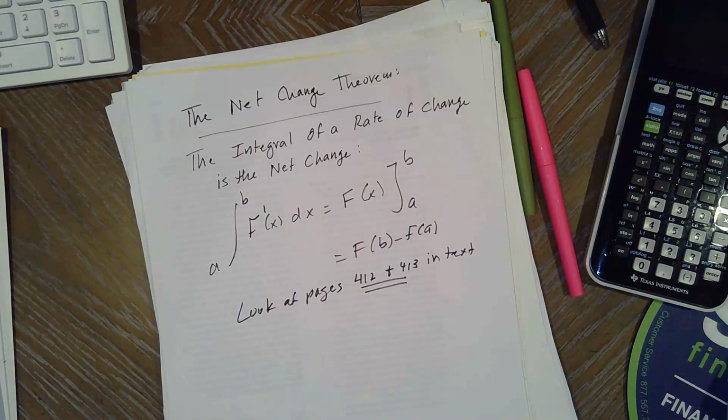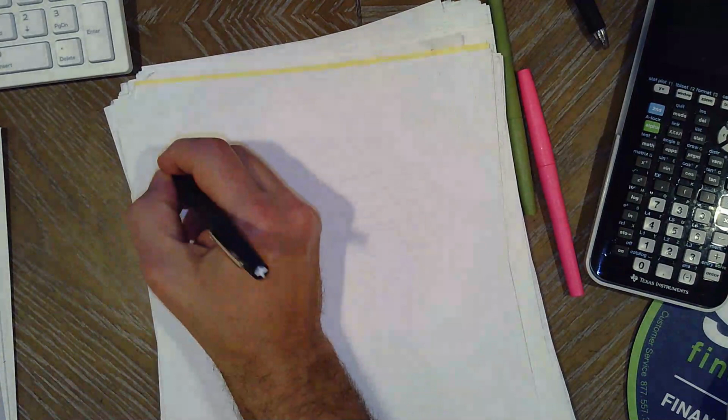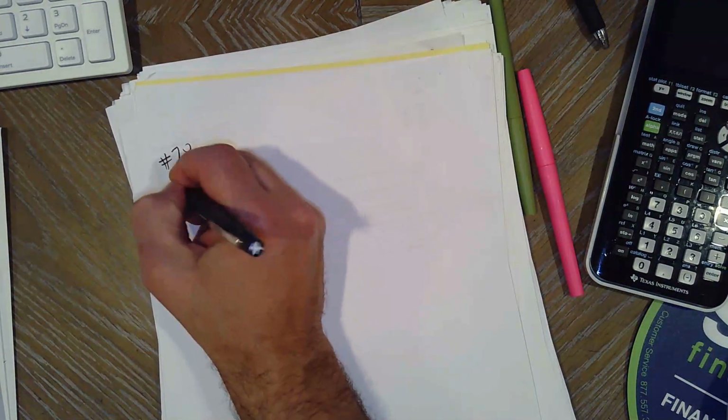So an example that I want to give you is number 70, just one example. If I give you a test question, it will be a test question along those lines. 70, page 416. It says the velocity function in meters per second is given for a particle moving along a line. Find the displacement and then the distance traveled by the particle during the given interval.